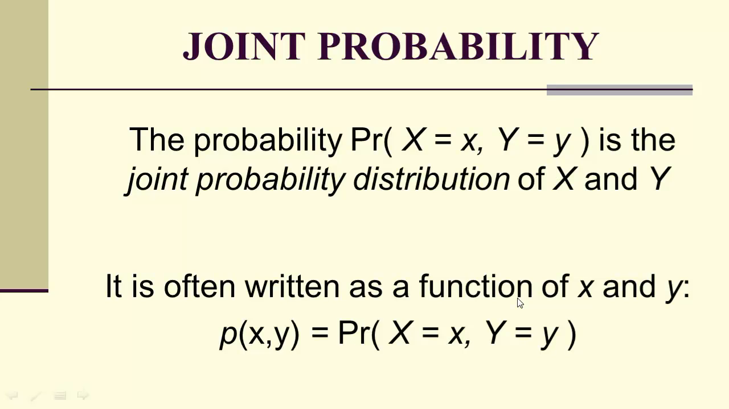When we write probability with the 2 variables X and Y taking on values, we often call that the joint probability distribution of the X and Y variables. We often write it in a function form, P of xy.